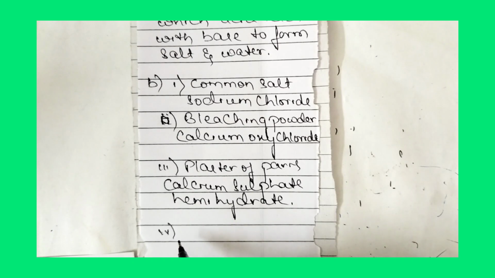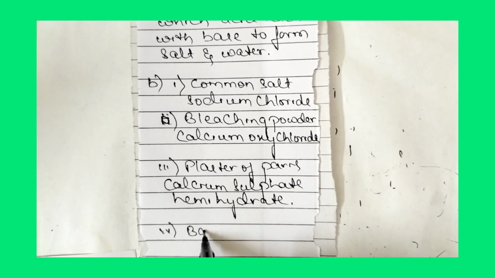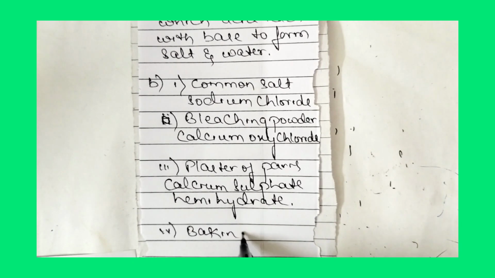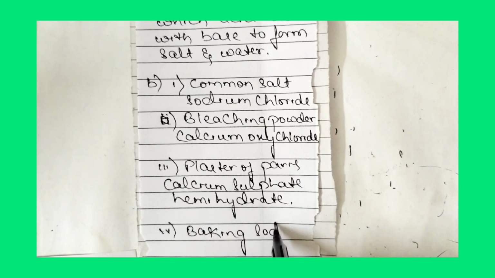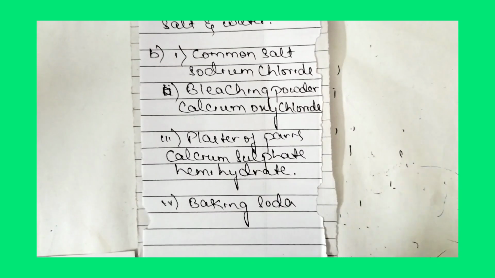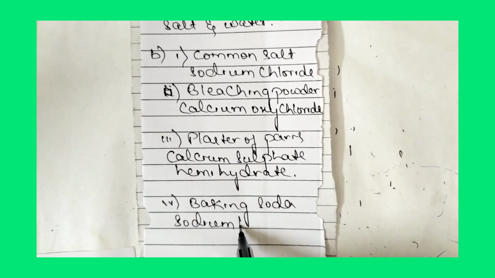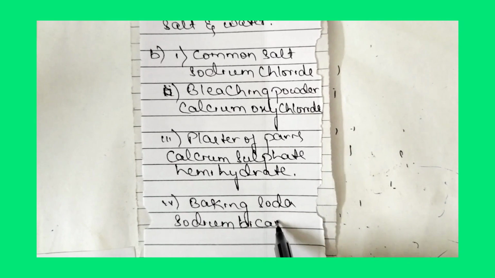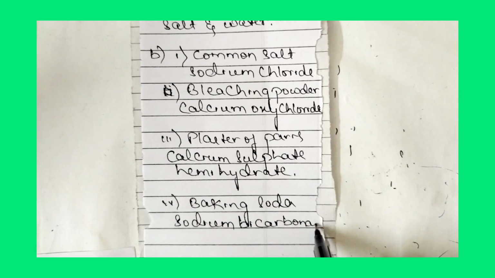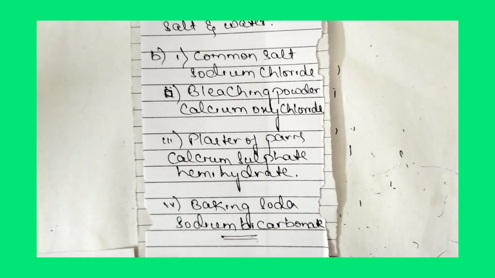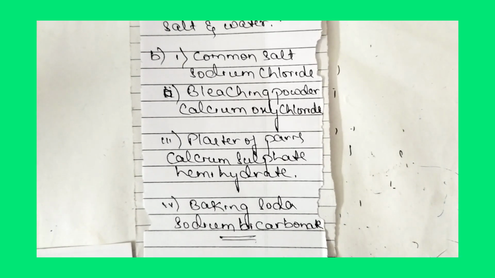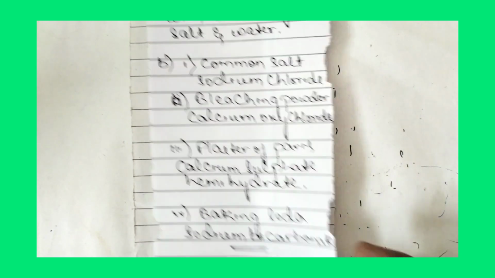Then they have given baking soda. So let us write what is the chemical name of baking soda. So sodium bicarbonate. So sodium bicarbonate is the chemical name of baking soda. So these are the answers for the 25th question. Now let us move to the 26th question.